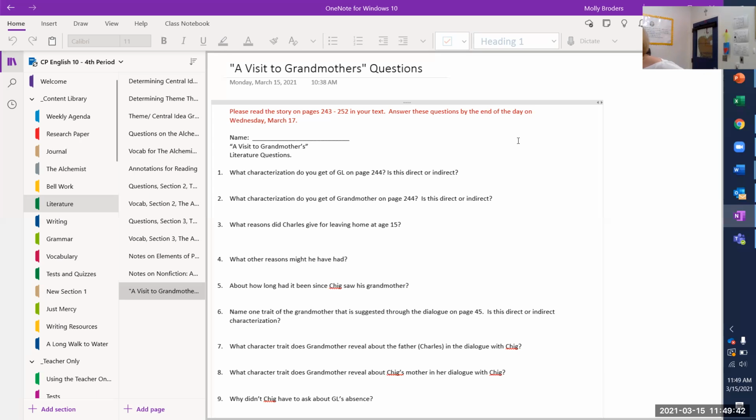All right, name one trait of the grandmother that is suggested through the dialogue on page 245. So the dialogue he just had with Shig, give me a character trait of the grandmother. Reading that dialogue. Honest, okay. Who else? What do you think? Kylie, what do you think is a character trait of that grandmother through that dialogue she had with her grandson?